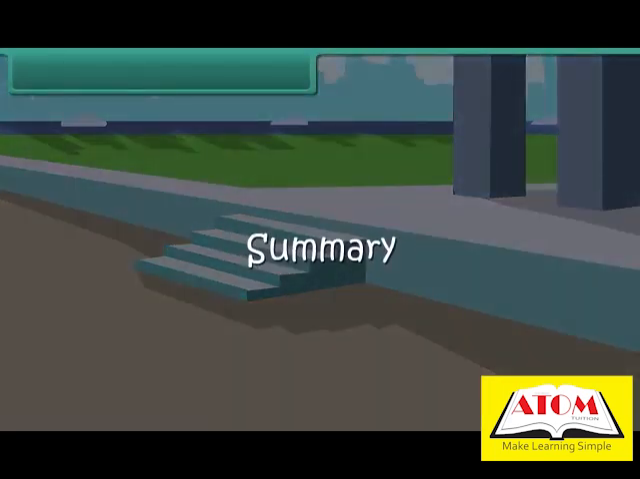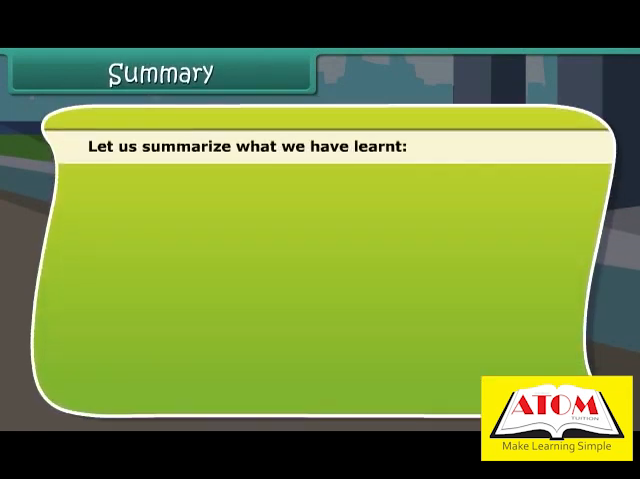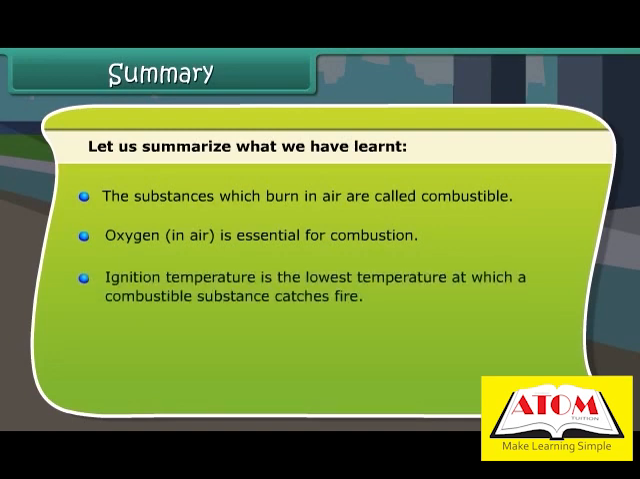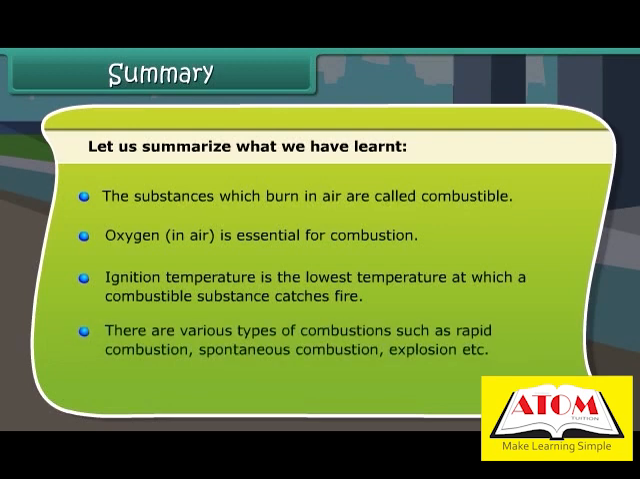Summary. Let us summarize what we have learned. The substances which burn in air are called combustible. Oxygen in air is essential for combustion. Ignition temperature is the lowest temperature at which a combustible substance catches fire. There are various types of combustion such as rapid combustion, spontaneous combustion, explosion, etc.